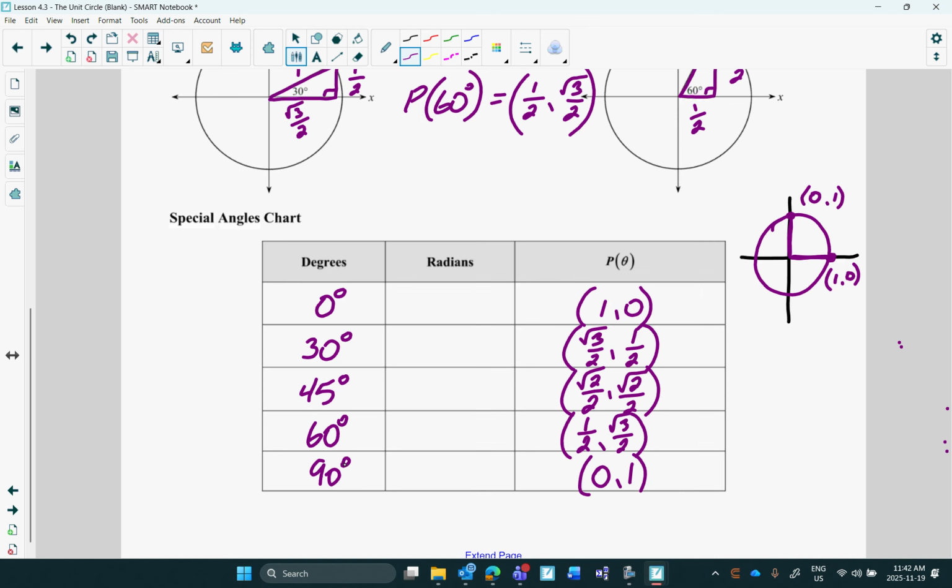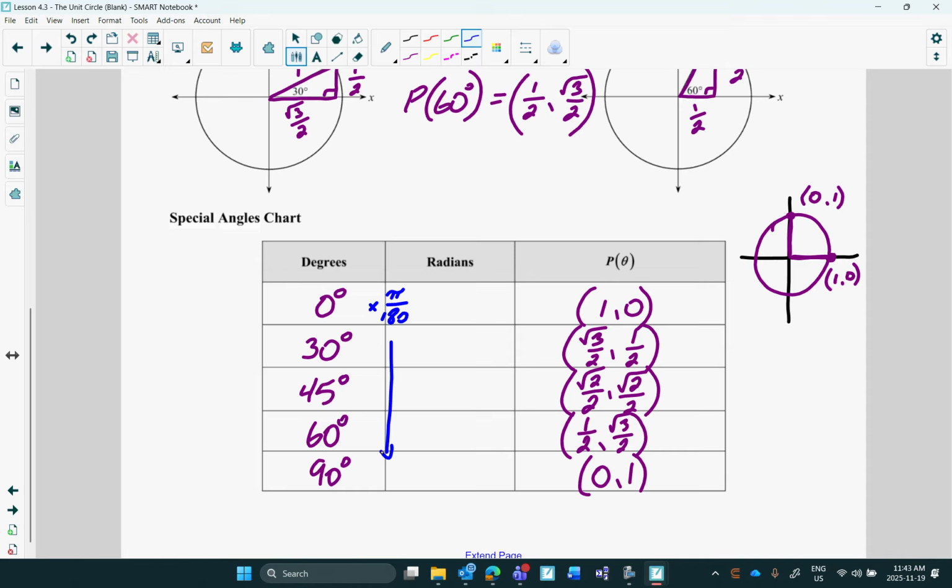This is what we discovered last year, except now you have to remember the equivalent radian measures. Well, how do you find the equivalent radian measures? Remember, times pi over 180. Don't worry, you're not going to be multiplying by pi over 180. You're going to remember these. Okay.